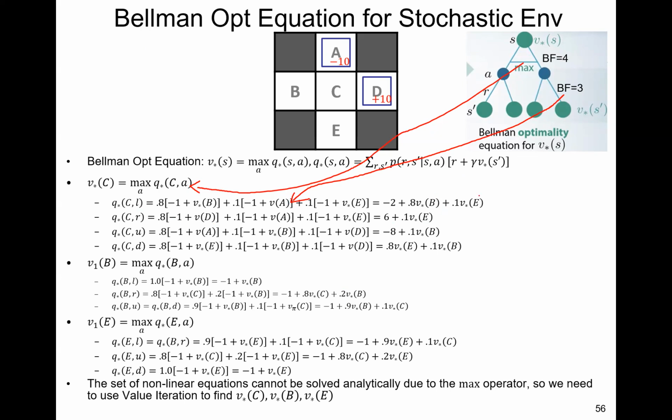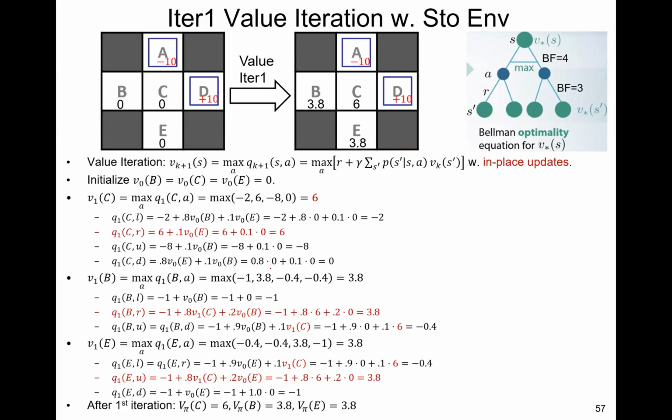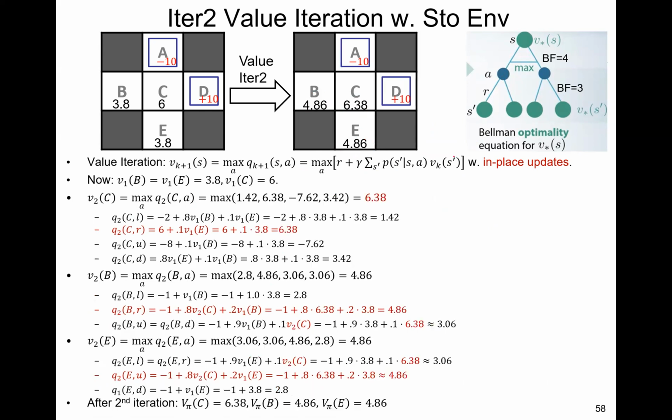This expression here is the same as for policy iteration, except we have Q star and V star. So we have the 4 set of nonlinear equations, and we iterate again to get these values until convergence. And you do another iteration to get updated Q values.